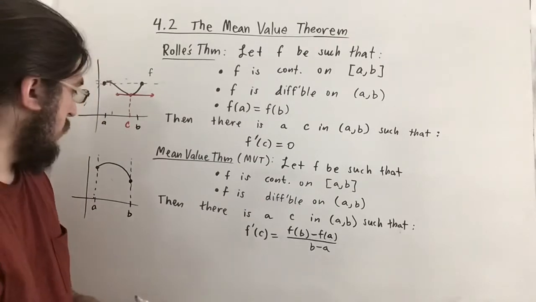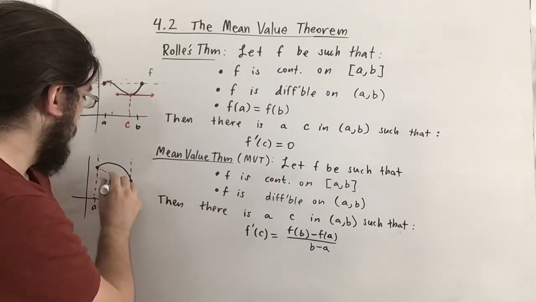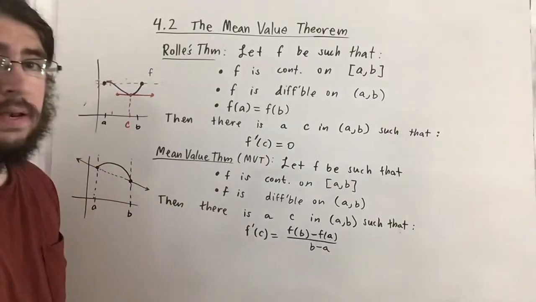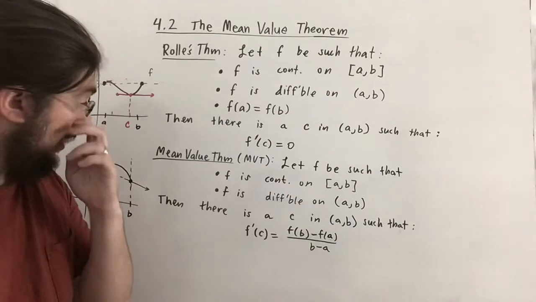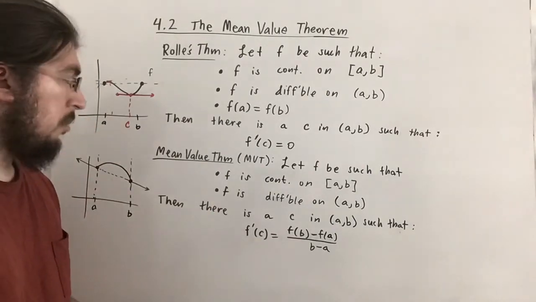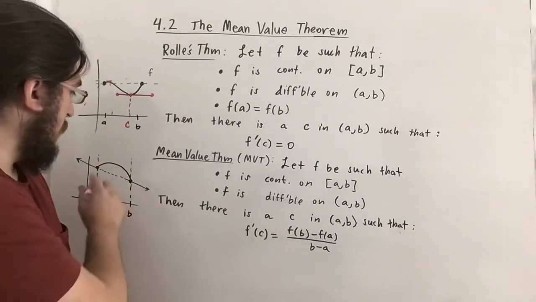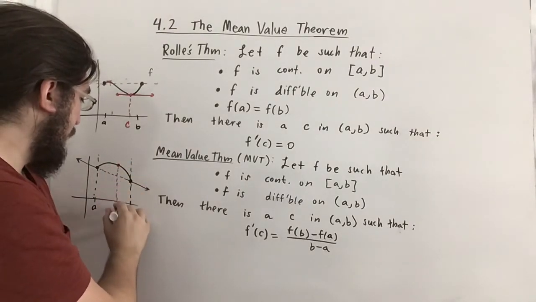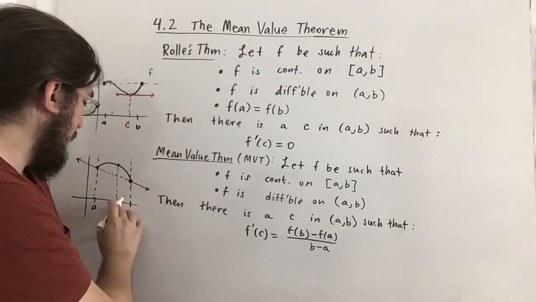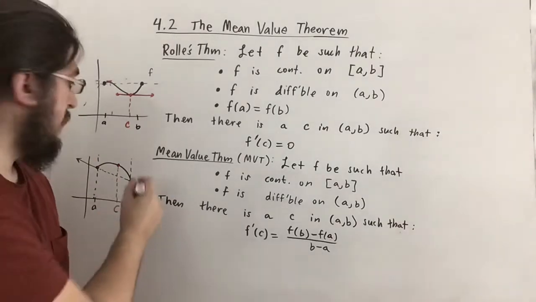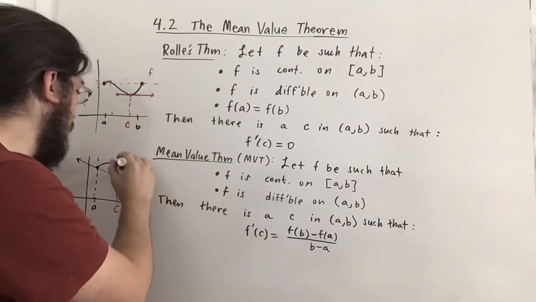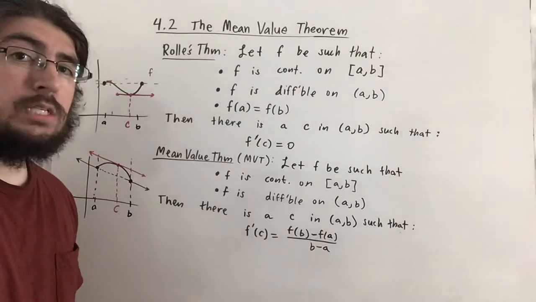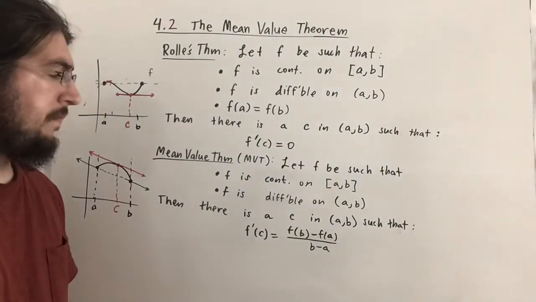And in fact, look, if you were to connect these two points, this would be the secant line. And the slope of the secant line is precisely this. So what the mean value theorem is basically saying is that there's some point c in between, some x value c between a and b, that when projected to the function f, the slope of the tangent line at that point will be parallel to the secant line. Because of course, to be parallel means the slopes are equivalent.